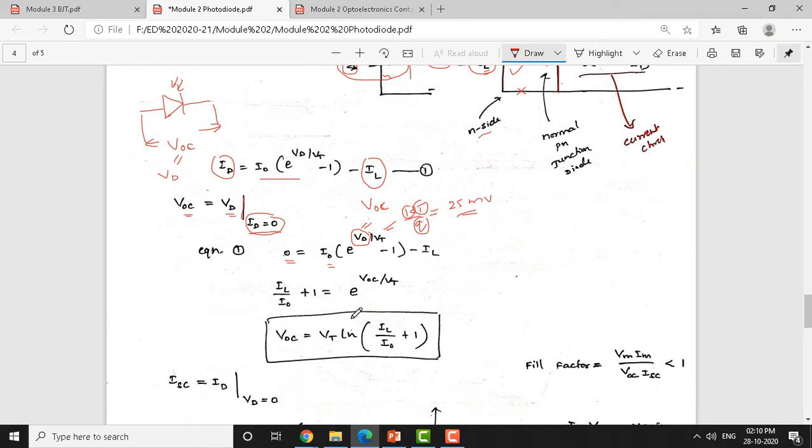If you take the natural logarithm on both sides, VOC will be equal to Vt ln of IL by I naught plus 1. This is the open circuit voltage.